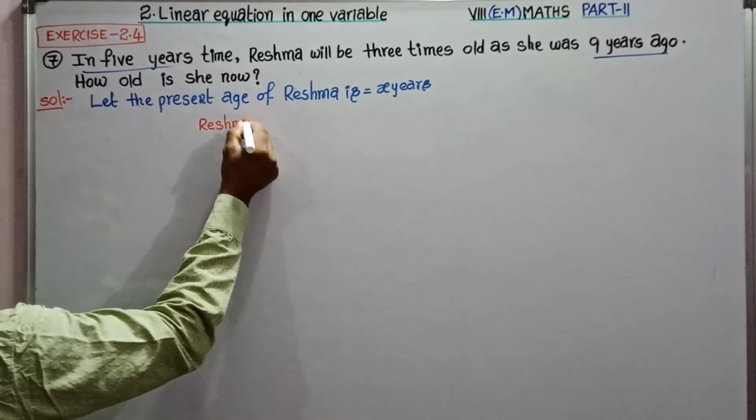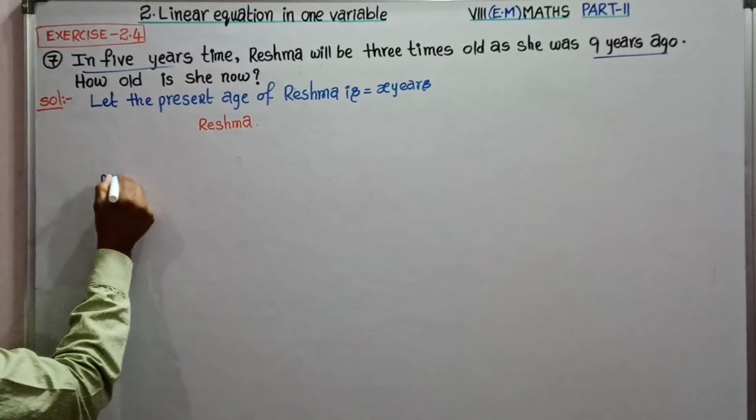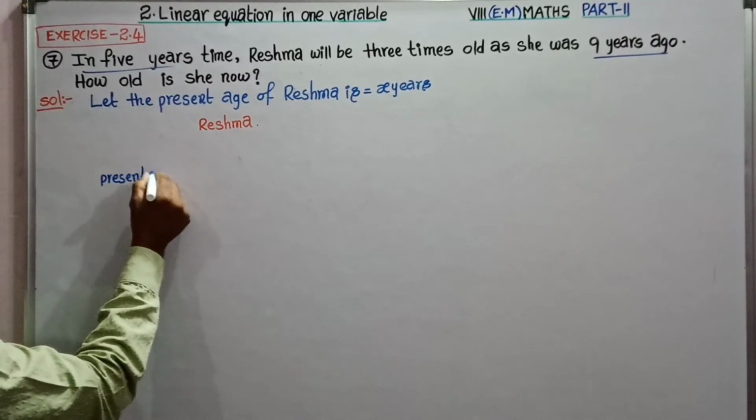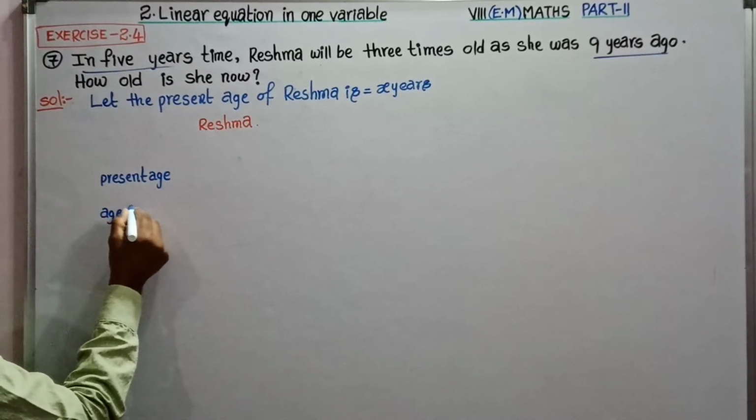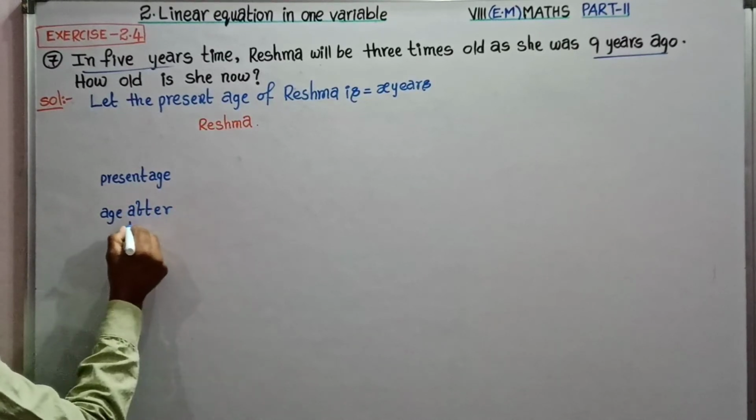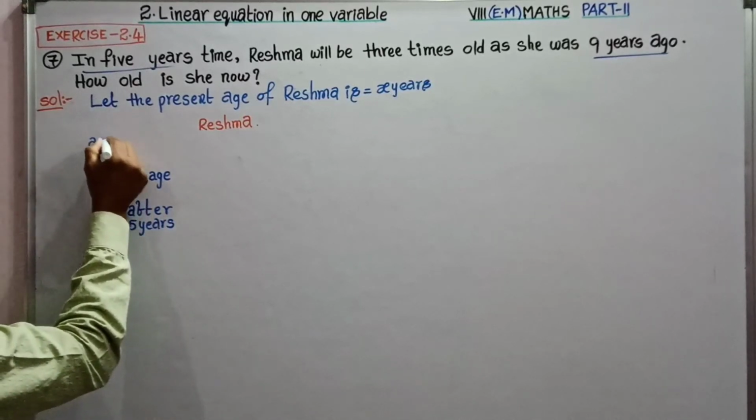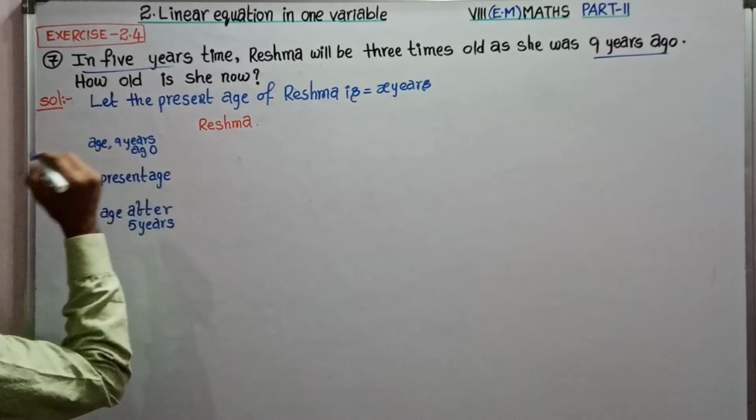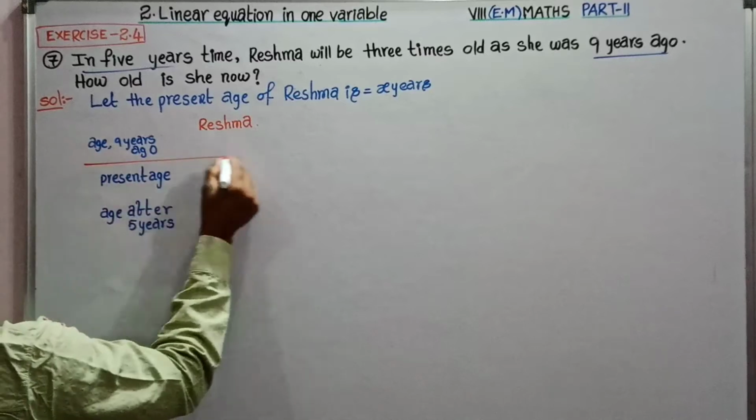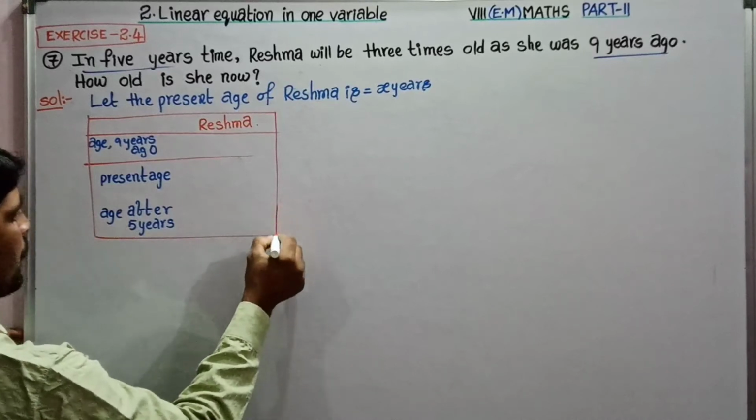Consider a table. The table is about the ages of Reshma at different times: present age, age after 5 years, and age 9 years ago. Let us make a table of the ages of Reshma in different time periods.